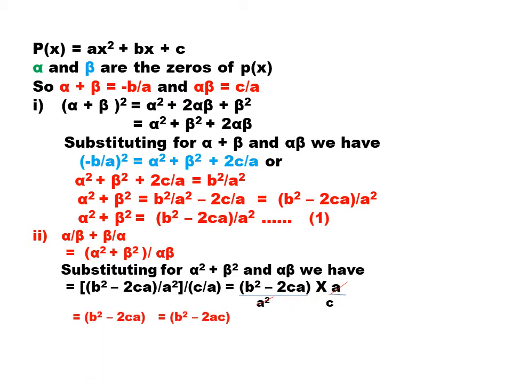So this becomes b squared minus 2ac divided by ac. So the value of alpha by beta plus beta by alpha is equal to b squared minus 2ac divided by ac. We have found this by substituting the values for alpha square plus beta square divided by alpha beta.